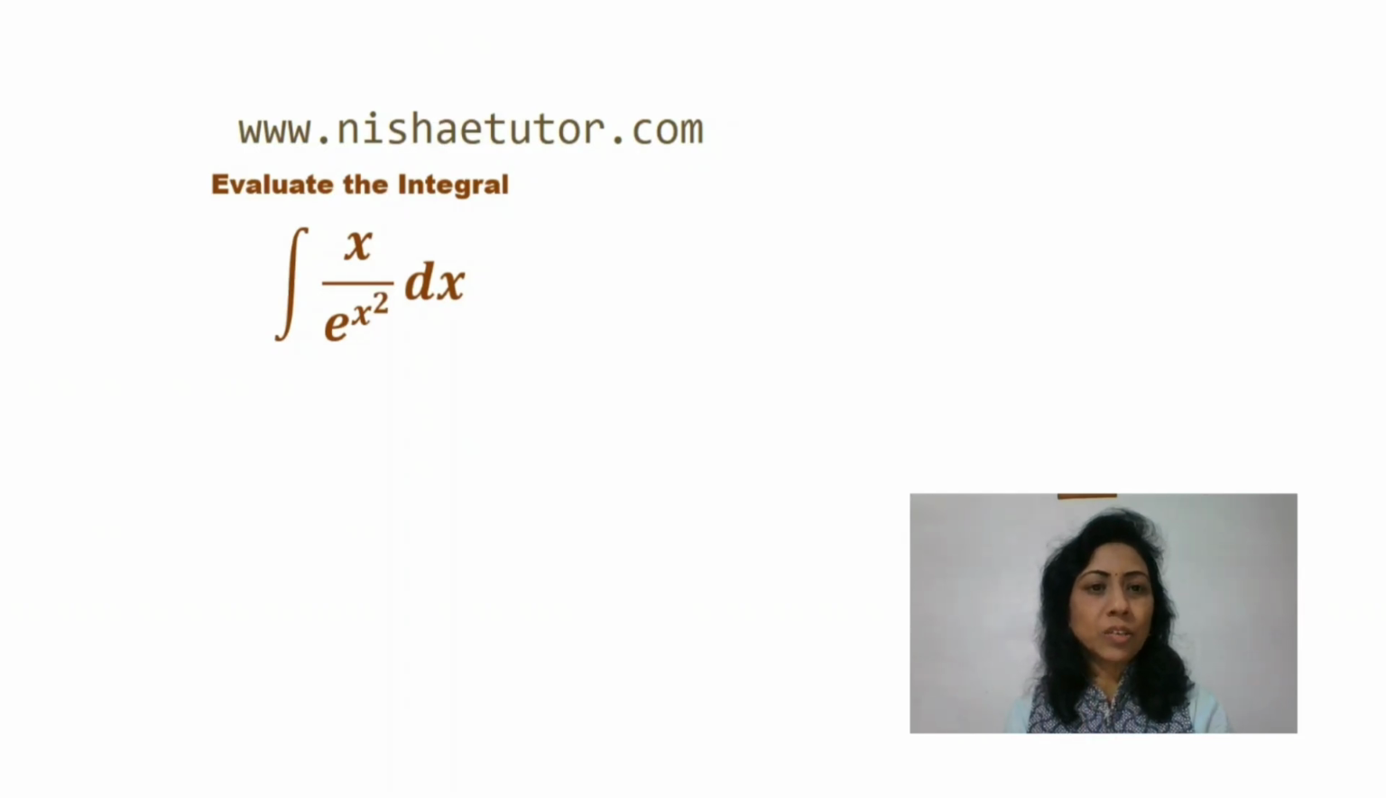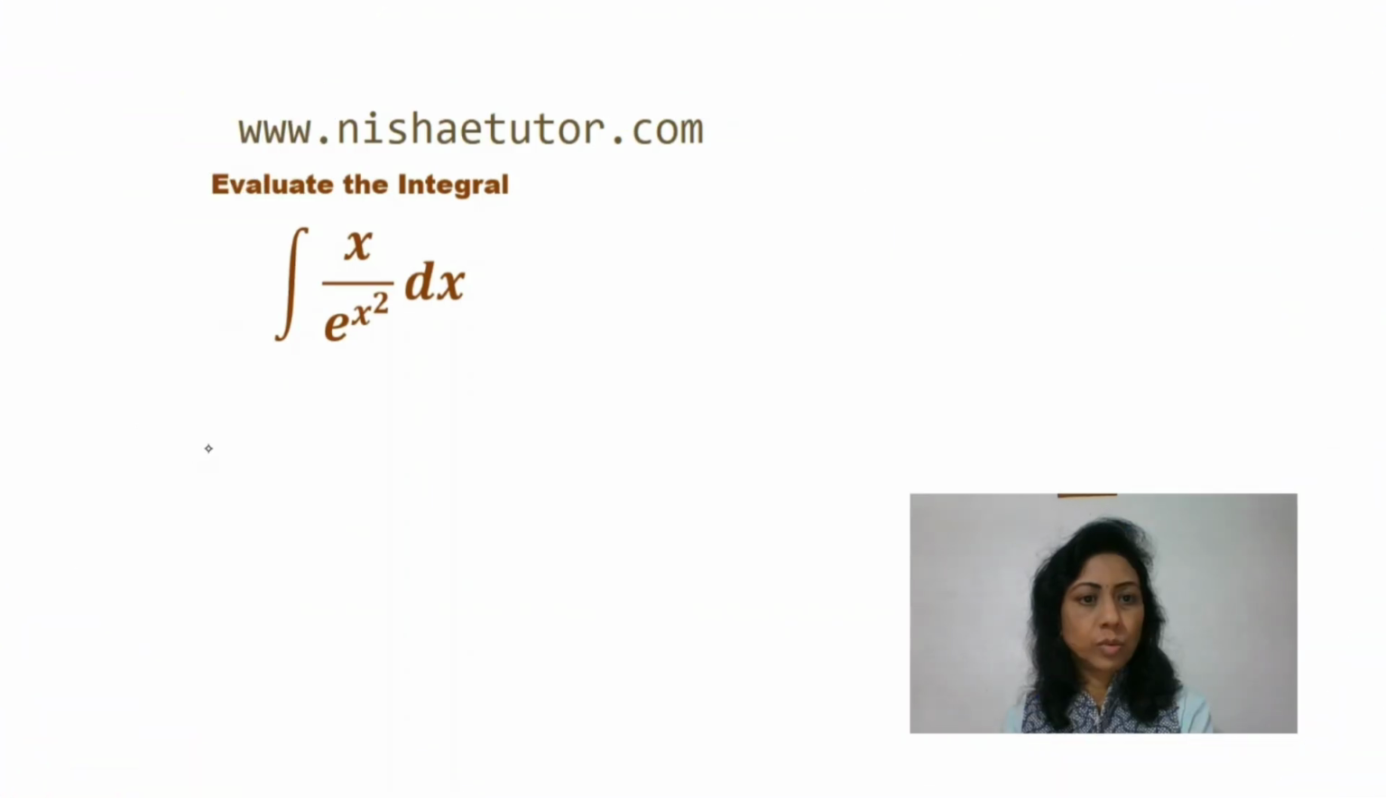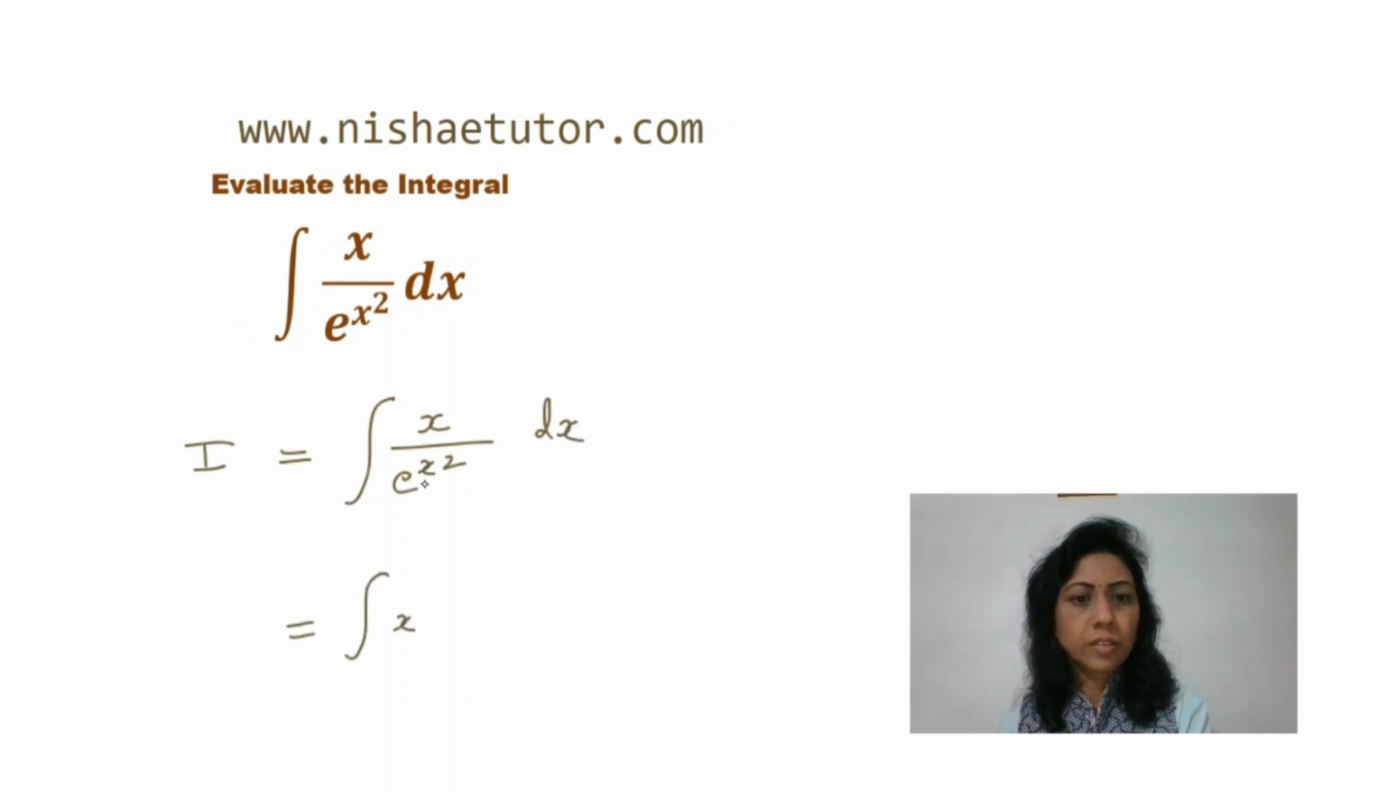Namaste. In this video, we are going to evaluate this integral: integration of x upon e to the power x square dx. So I is equal to integration of x upon e to the power x square dx. Here this e to the power x square, when we move it to the numerator, will be e to the power minus x square dx.